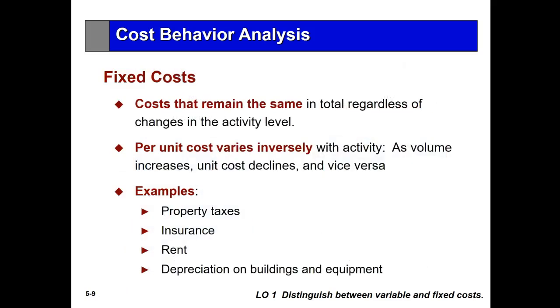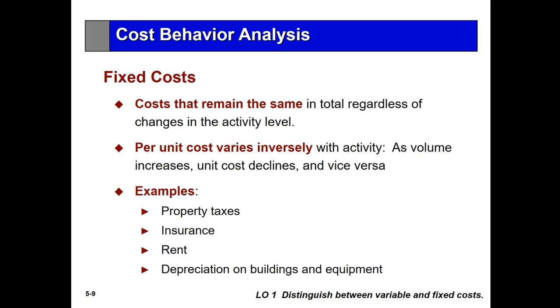Now, a fixed cost is a cost that will remain the same regardless of the level of activity. That is, if I'm manufacturing my desk in a room or building that I rent for $20,000, and I produce one desk, the total cost for rent is $20,000. If I produce 10 desks, the total cost for rent is $20,000. If I produce 100, $20,000.